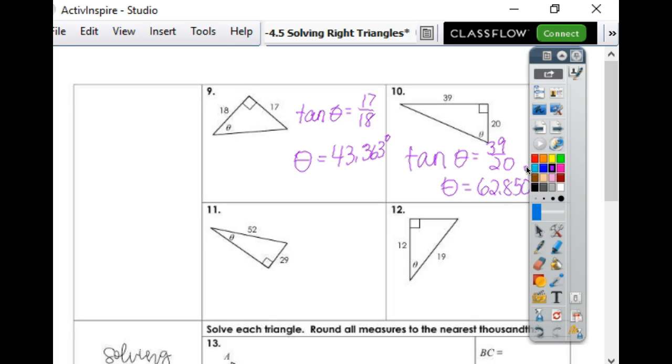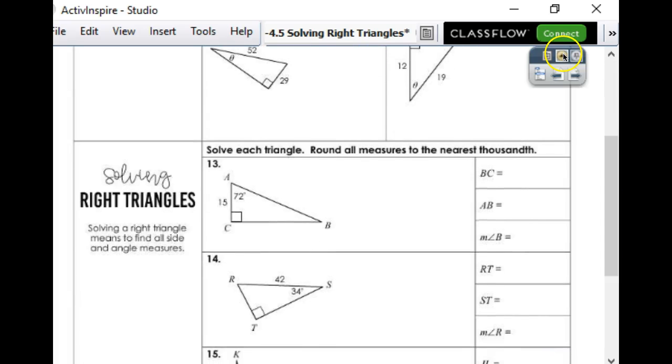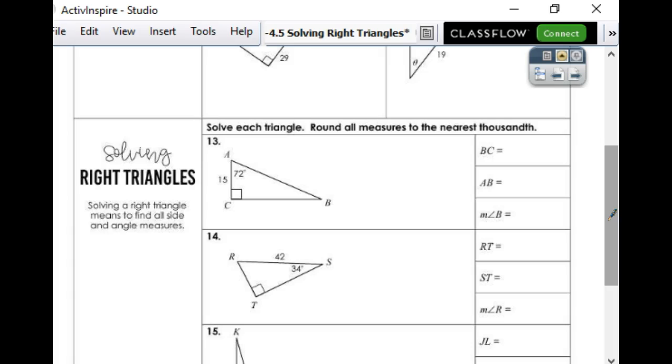Okay, how many of you got this? Yes? Okay. Okay, so look at number 13. What do I have to find in number 13? I have to find the rest of the sides and the other angle, right?